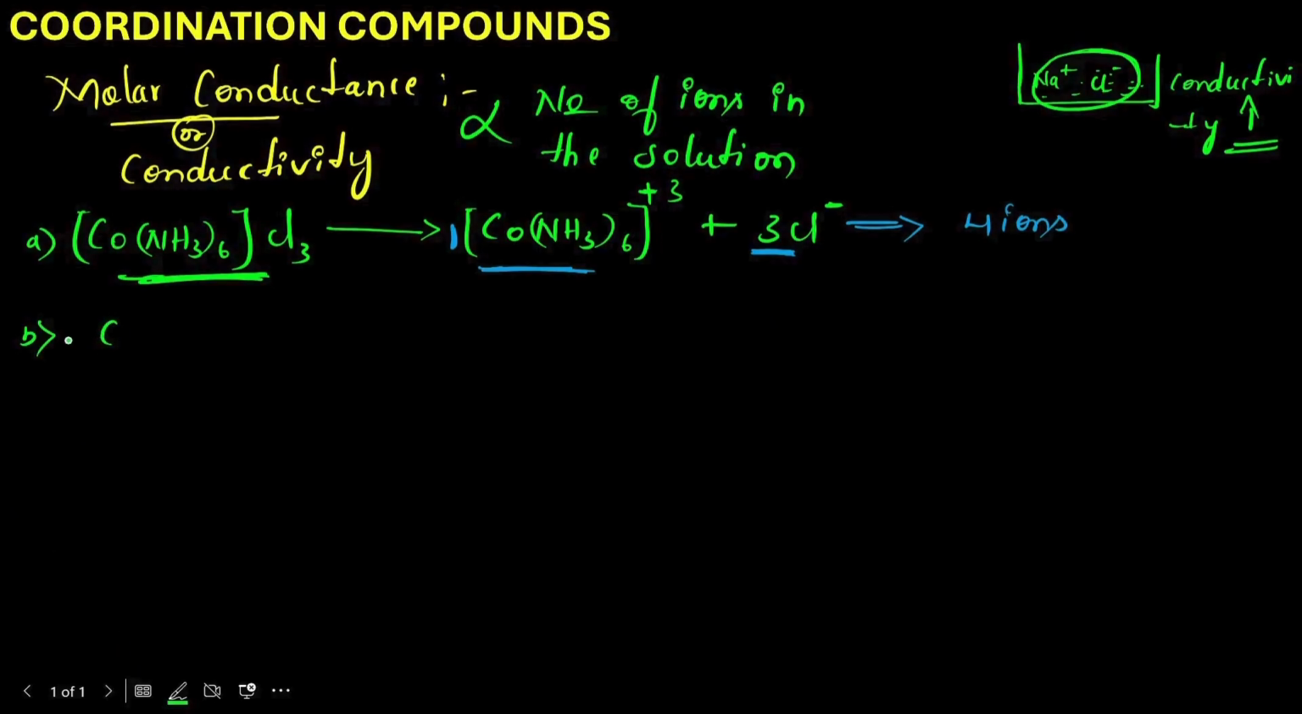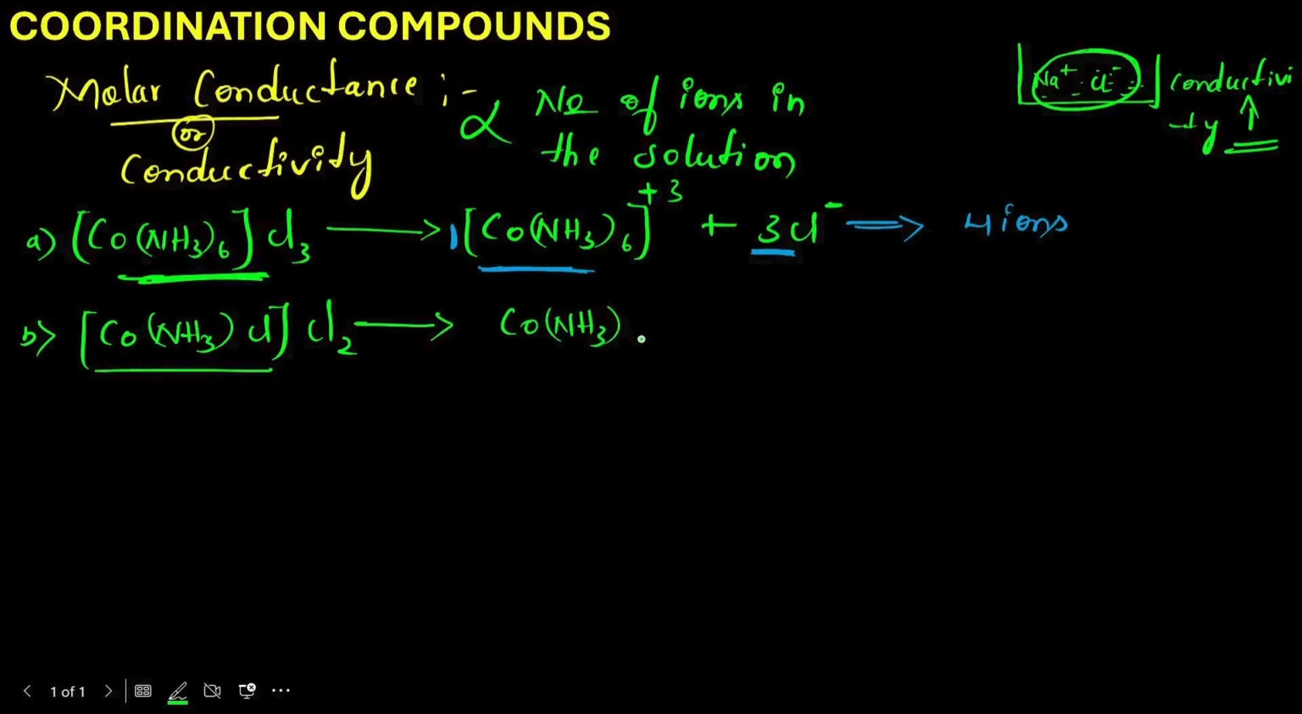And we will take another coordination compound, that is [Co(NH3)5Cl], and outside the coordination sphere we have Cl2. This coordination compound ionizes in the solution to give [Co(NH3)5Cl]2+ plus 2 Cl-. Here, what is the charge on the coordination sphere? It is +2. In total, how many ions are produced here? We have 2 Cl- ions, and here we have 1. Therefore a total of 3 ions are produced.